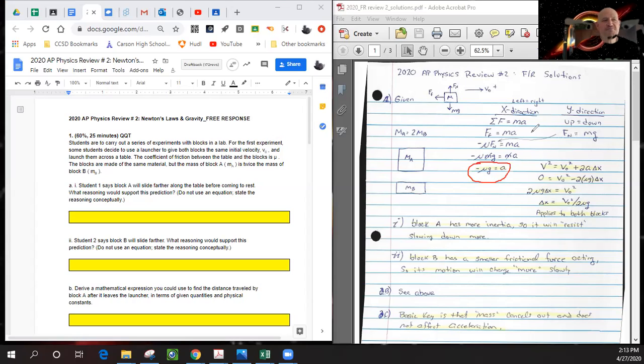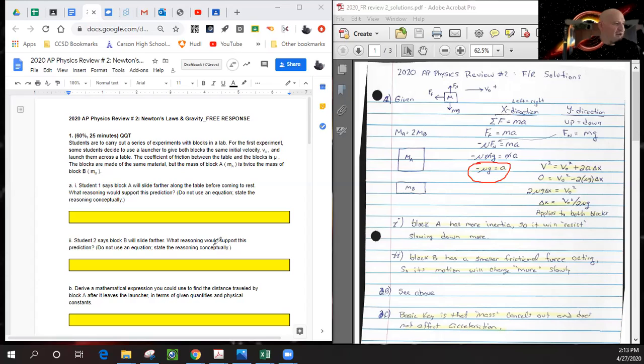So now with this in mind here, I'm ready to answer the question. So here, why would student 1 say block A will go further? Okay, we can say here block A has more inertia, has more mass, so it will resist slowing down more. Okay, think about that. If that's confusing, let me know. We can talk about it some more.